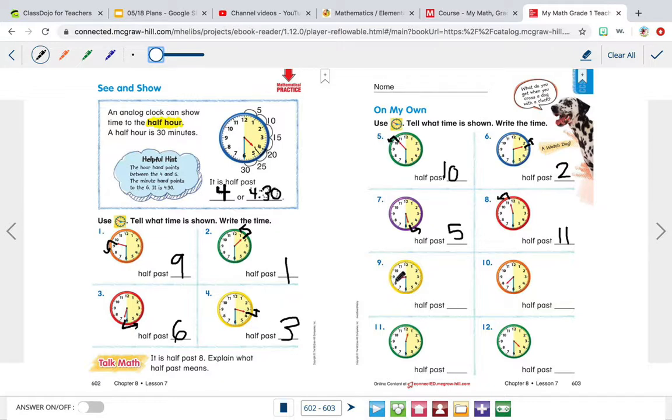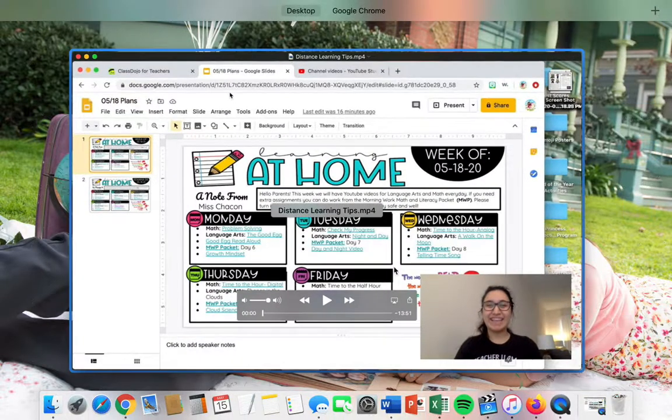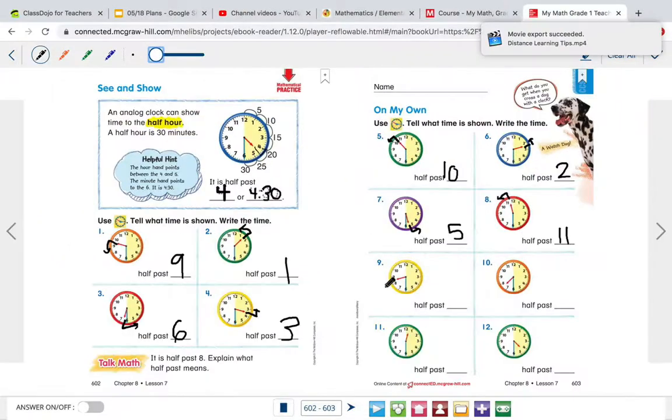And between 8 and 9, we're going to go to the middle. Is it 8:30 or 9:30? Oops, sorry about that, friends. Is it 8:30 or 9:30? It's going to be 8:30 because 8 is the smaller number and we go this way. So it's 8:30. Now over here we have 8:30 and it comes right between 7 and 8.